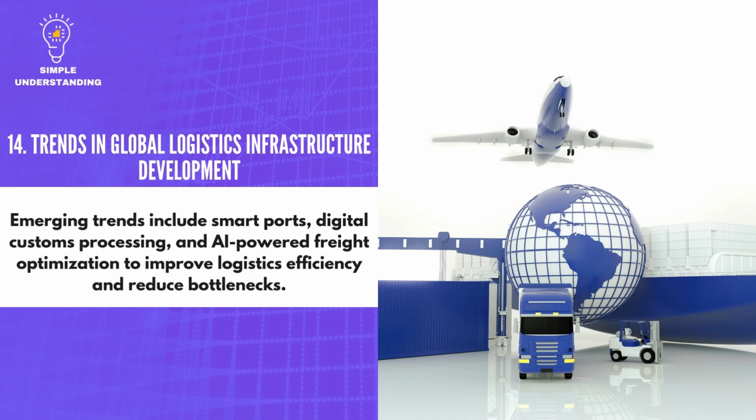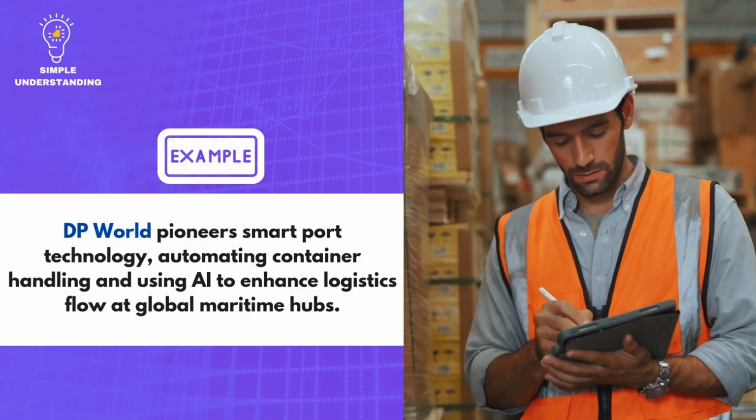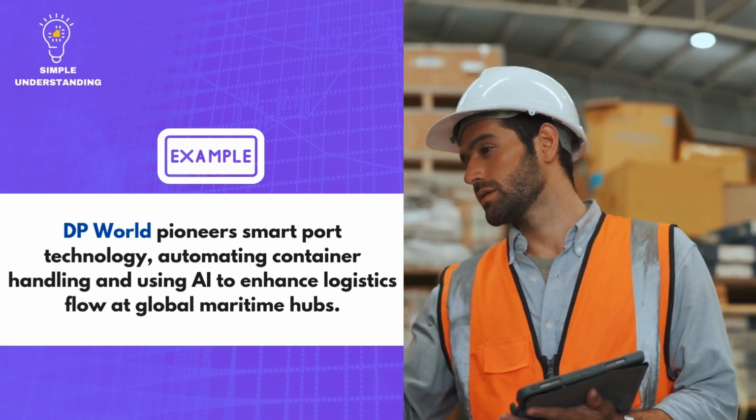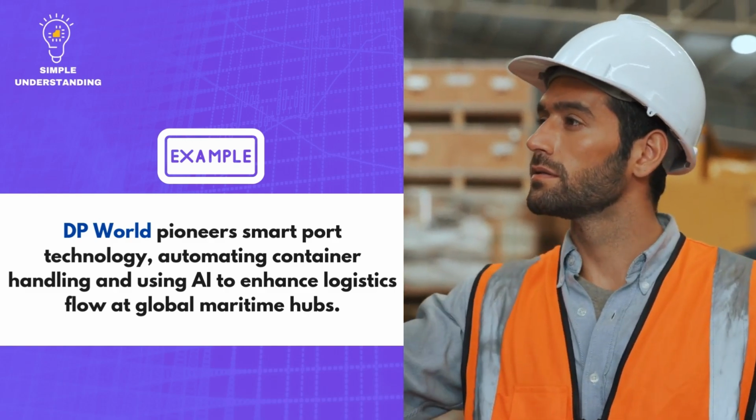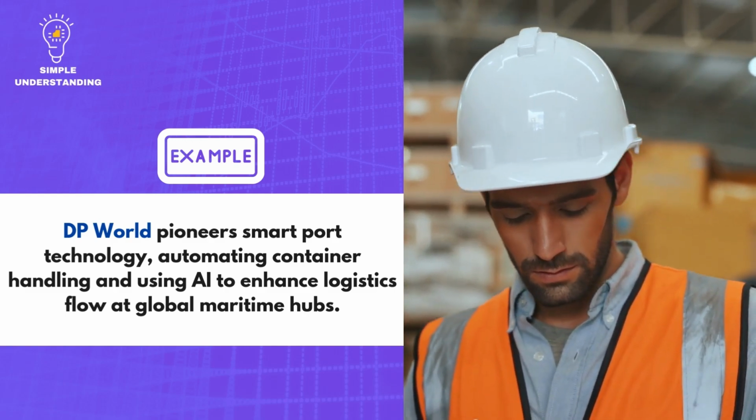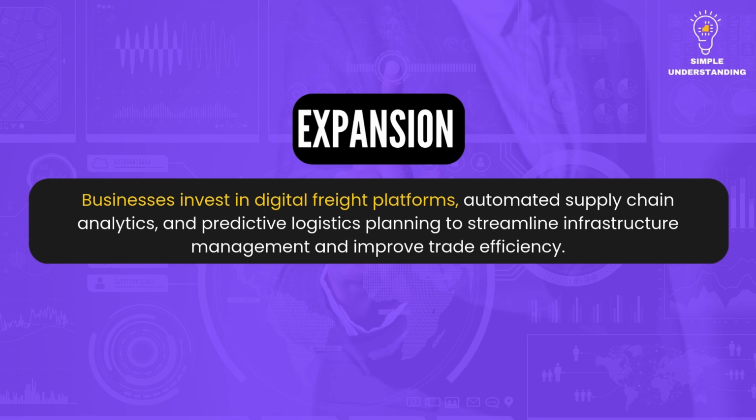Explanation. Emerging trends include smart ports, digital customs processing, and AI-powered freight optimization to improve logistics efficiency and reduce bottlenecks. Real company example. DP World pioneers smart port technology, automating container handling and using AI to enhance logistics flow at global maritime hubs. Expansion. Businesses invest in digital freight platforms, automated supply chain analytics, and predictive logistics planning to streamline infrastructure management and improve trade efficiency.